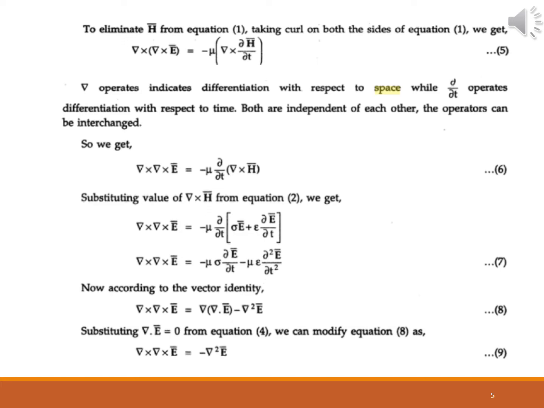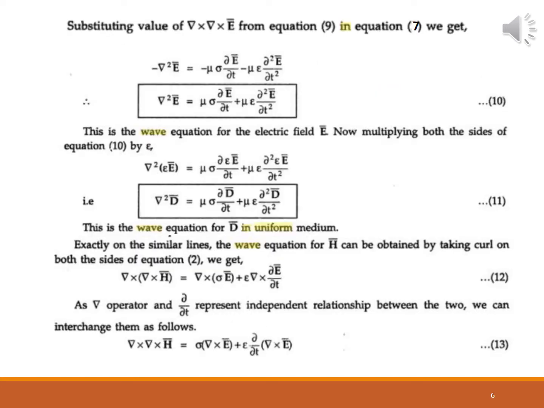Now we know that because of the property of the medium that we're considering, since rho v is 0, del dot E is 0. So equation 8 can be modified and written as equation 9. Del cross del cross E is equal to only minus del square E. That means only the second term remains, minus del square E. The first term becomes 0 because del dot E is equal to 0.